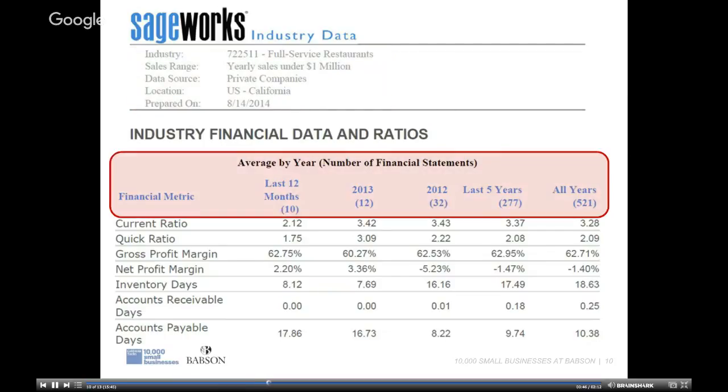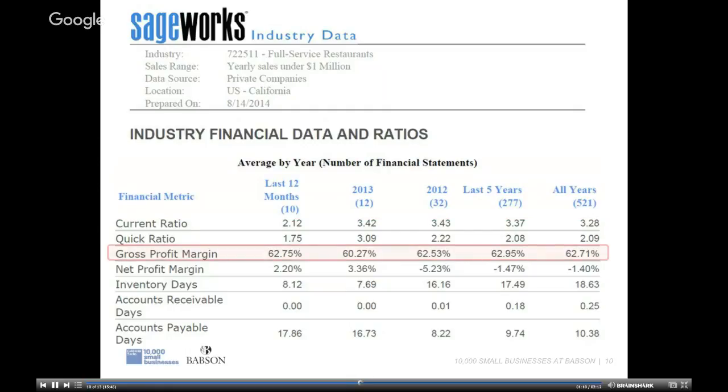Note also that SageWorks provides data for a variety of time periods. The numbers in parentheses here represent the number of businesses represented in each column. We haven't discussed all of the ratios shown here. We will get to many of them in the upcoming face-to-face. They are also discussed in Chapter 3 of the Money and Metrics pre-reading.